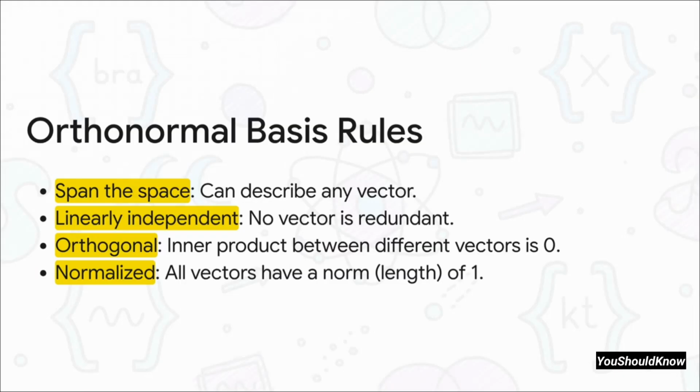Now, just like our regular 3D world has X, Y, and Z axes, Hilbert space needs a coordinate system. And in quantum mechanics, we call this an orthonormal basis. It's just a special set of vectors that follows 4 basic rules. First, they have to be able to build any other vector in the space. Second, none of them can be leftovers, they're all essential. Third, they're all perpendicular to each other, or orthogonal. And finally, every single one of them has a length of exactly 1.